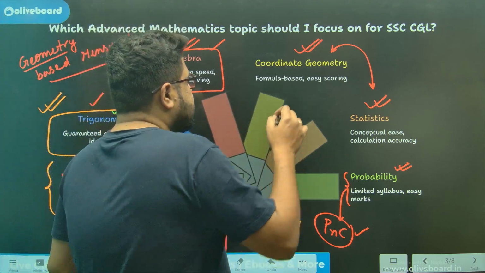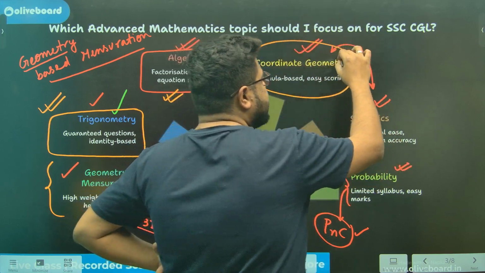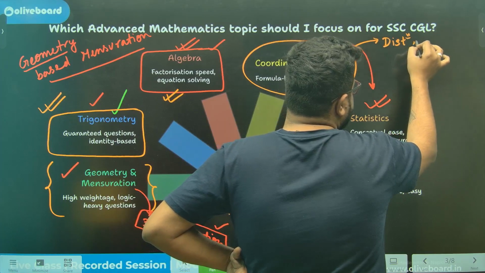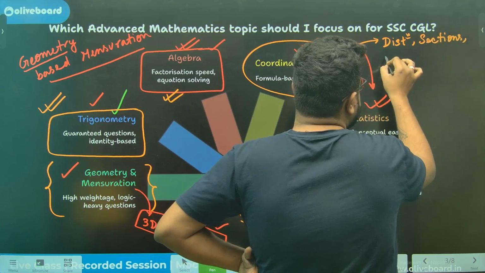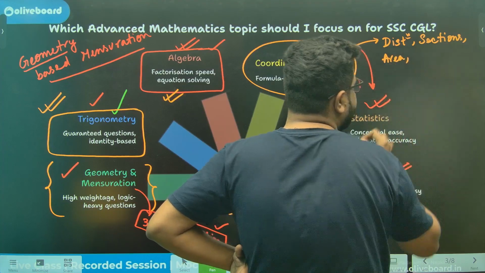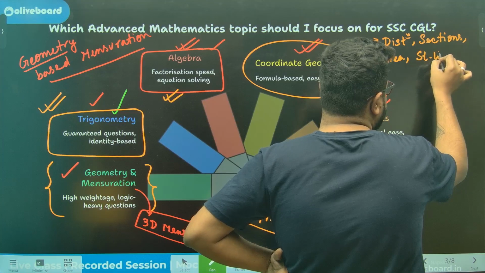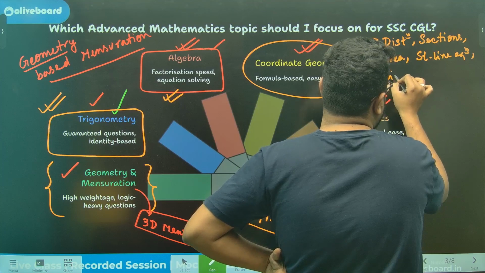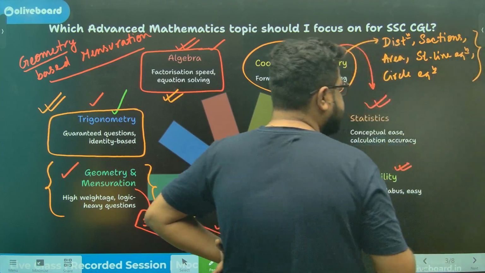Now, coming to coordinate geometry. Coordinate geometry, what you need to remember? Distance formula, section formula for internal sections, that much only works. Area formula, very important. And the straight line equations. And last but not the least, circle equations. These are the things you need to remember.